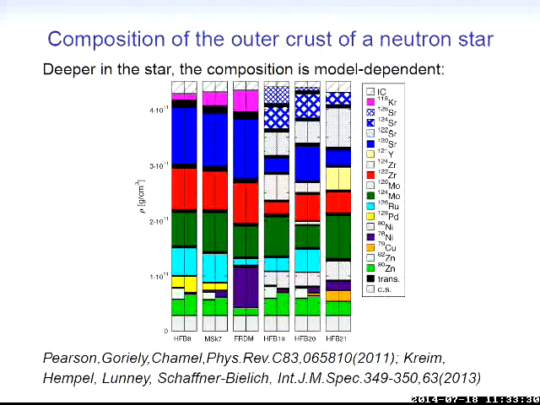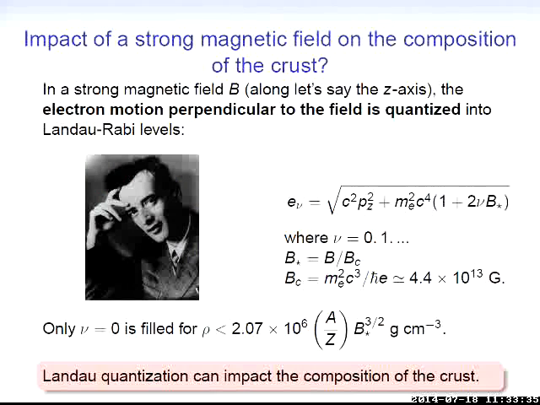So something we have also played with is the magnetic field. For magnetars, if you have a strong magnetic field, then the electron motion is quantized into Landau levels, or in fact it's Rabi levels, because it's Rabi who calculated this for a relativistic Fermi gas. But the levels are quantized, and this can also impact the composition.